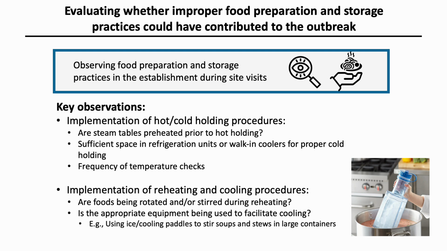And how frequently are food handlers checking the temperature of foods when serving foods that are temporarily being hot held or cold held? Additionally, environmental health investigators should examine how procedures for reheating and cooling are being implemented in the establishment. For example, are foods being rotated or stirred during the reheating process to ensure even distribution of heat throughout all parts of the food? And is the appropriate equipment being used to facilitate cooling? For instance, for foods such as soups and stews in large containers, using ice or cooling paddles may accelerate the cooling process.